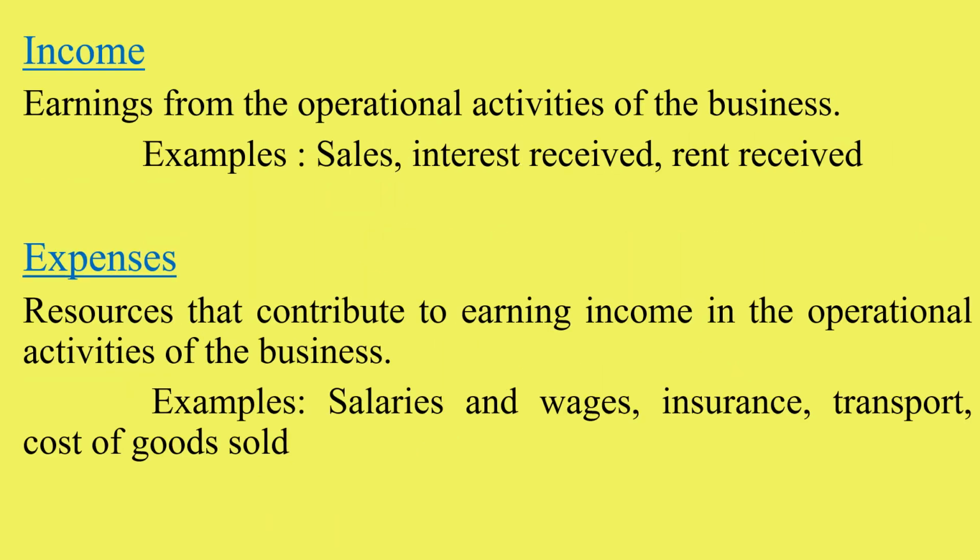Okay, now let's look at income and expenses. So what is known as income? Earnings from the operational activities of the business. For example, sales, interest received, rent received. The different types of earnings we get through the business activities, we call them income.